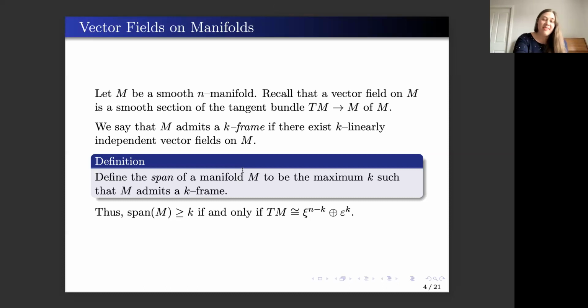So we really want to think of every vector field as corresponding to a trivial line subbundle of the tangent bundle. We'll get a lot of intuitive mileage out of this idea. So if the span of a manifold is at least k, then the tangent bundle splits off a rank k trivial subbundle, which I'll denote like this. So epsilon means a trivial line bundle, and the superscript indicates the k-fold sum of those line bundles. And this xi here is just the leftover rank n minus k bundle.